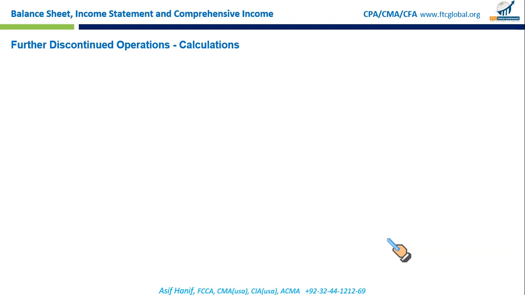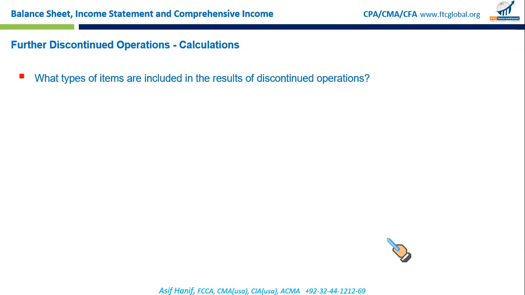Further on discontinued operations, some computations. What types of items are included in the results of discontinued operation? Well, the results include operations of the component, any gain or loss on disposal of that component, or impairment losses with any subsequent changes in the fair value. We'll discuss as we proceed. It says, how are the initial and subsequent impairment losses treated?